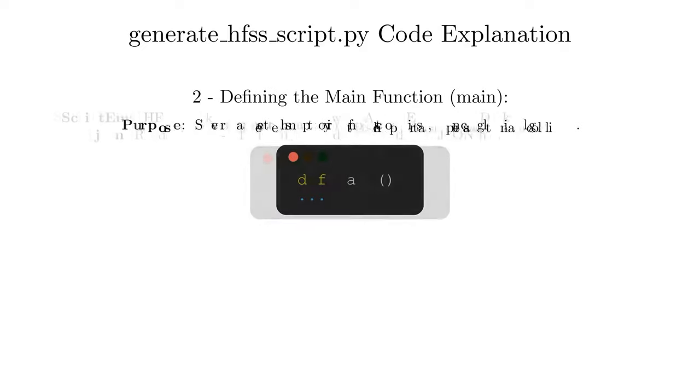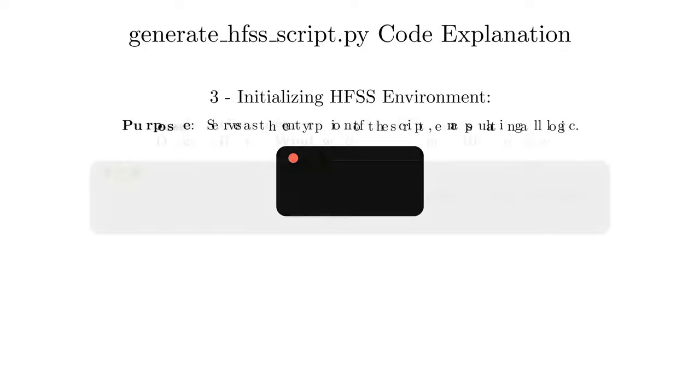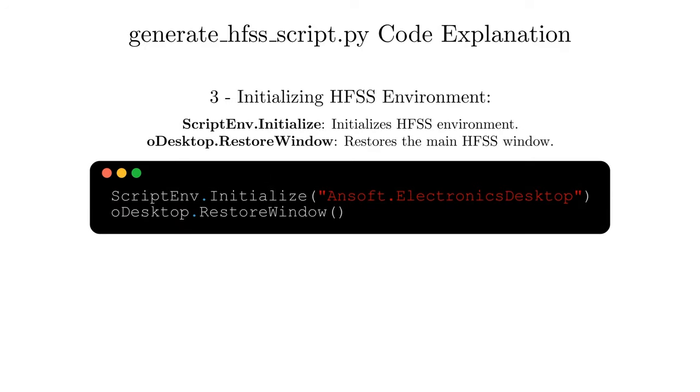Step 2. Defining the main function, main. This function serves as the entry point of the script, which encapsulates all logic required for generating the metasurface design in HFSS. Step 3. Initializing the HFSS environment. ScriptEnv.Initialize initializes the HFSS environment to allow Python scripts to control it. oDesktop.RestoreWindow restores the main HFSS window if it is minimized or hidden.